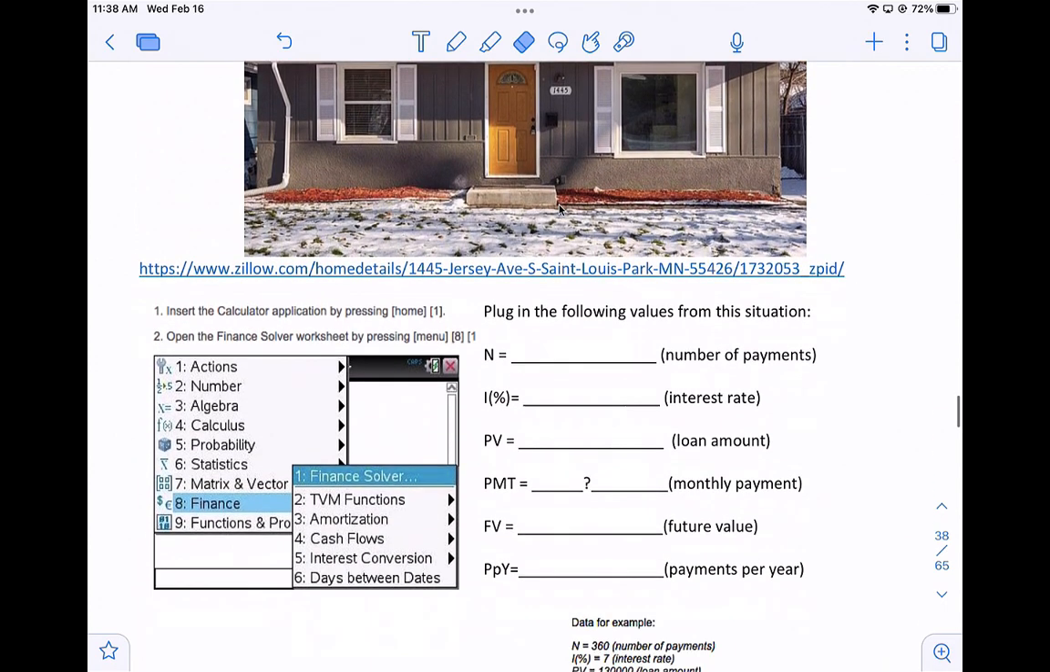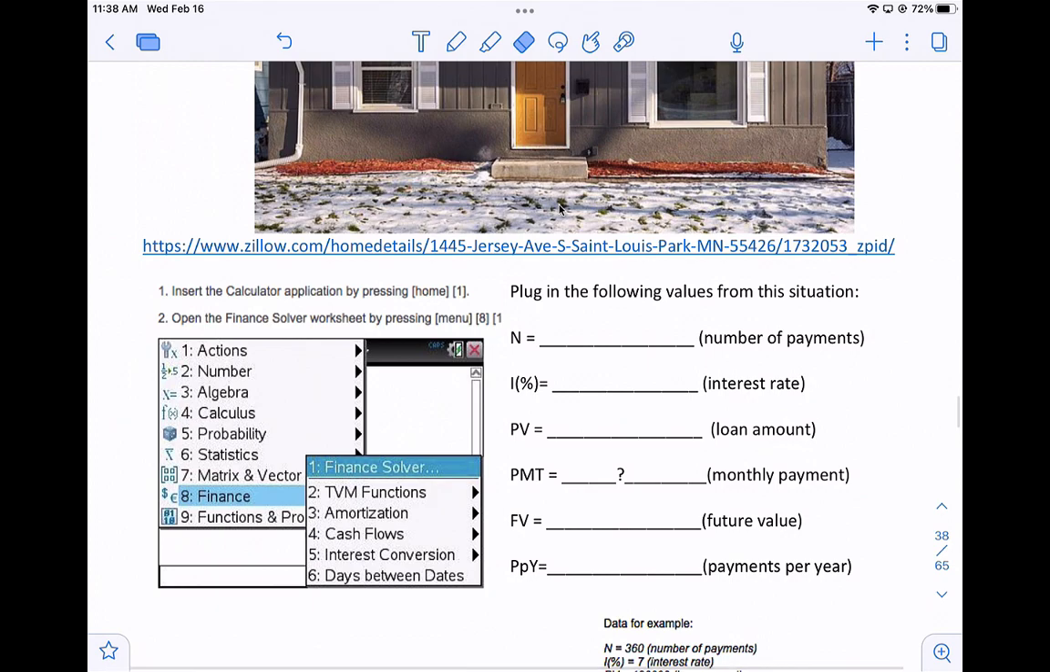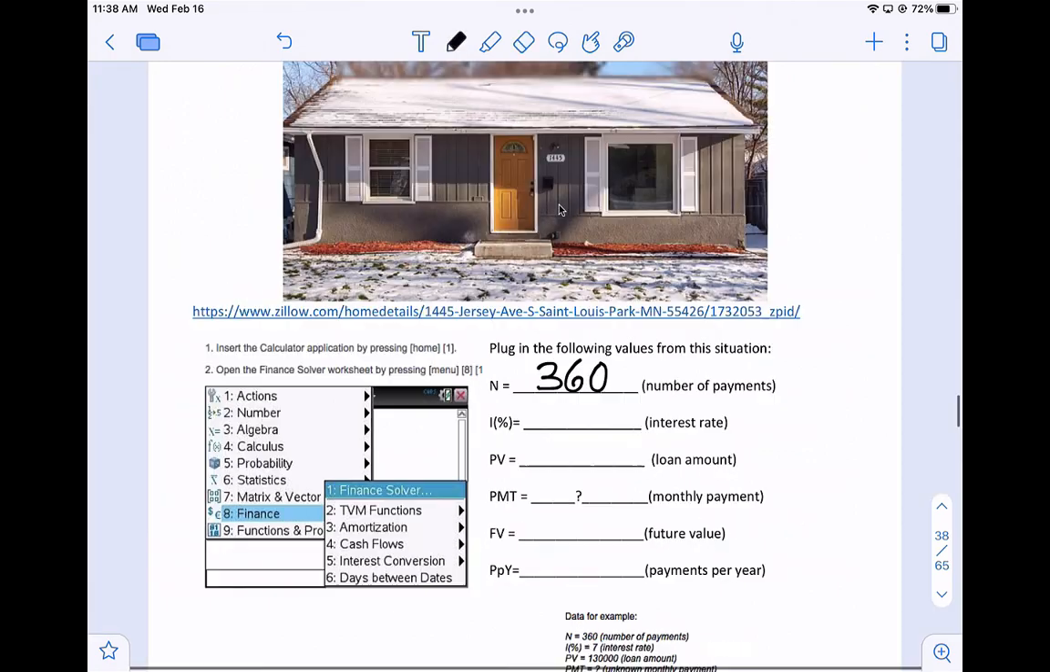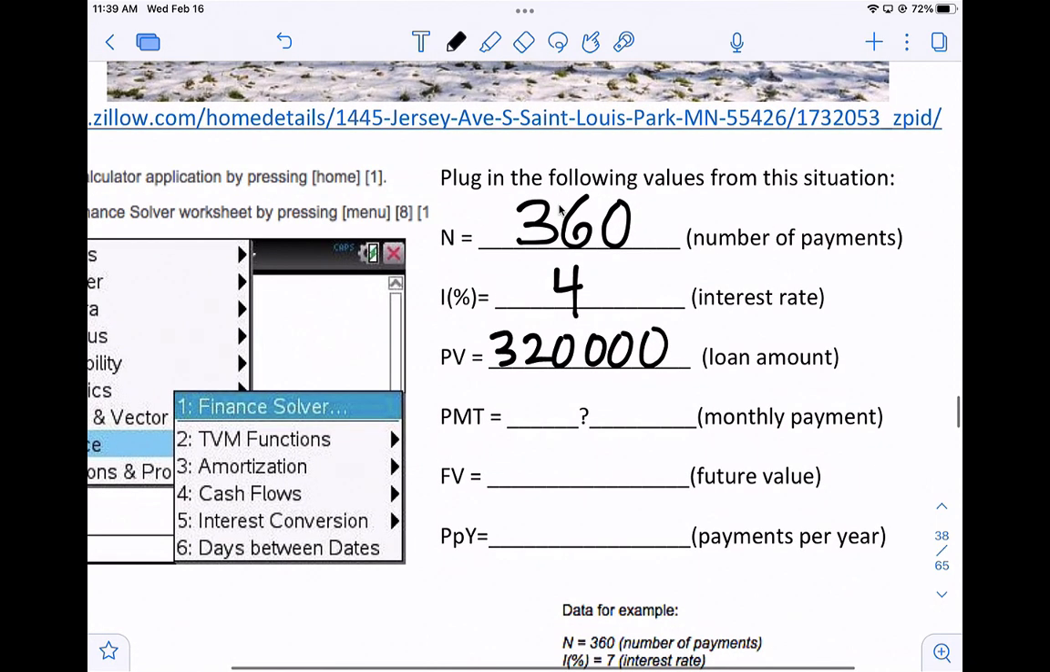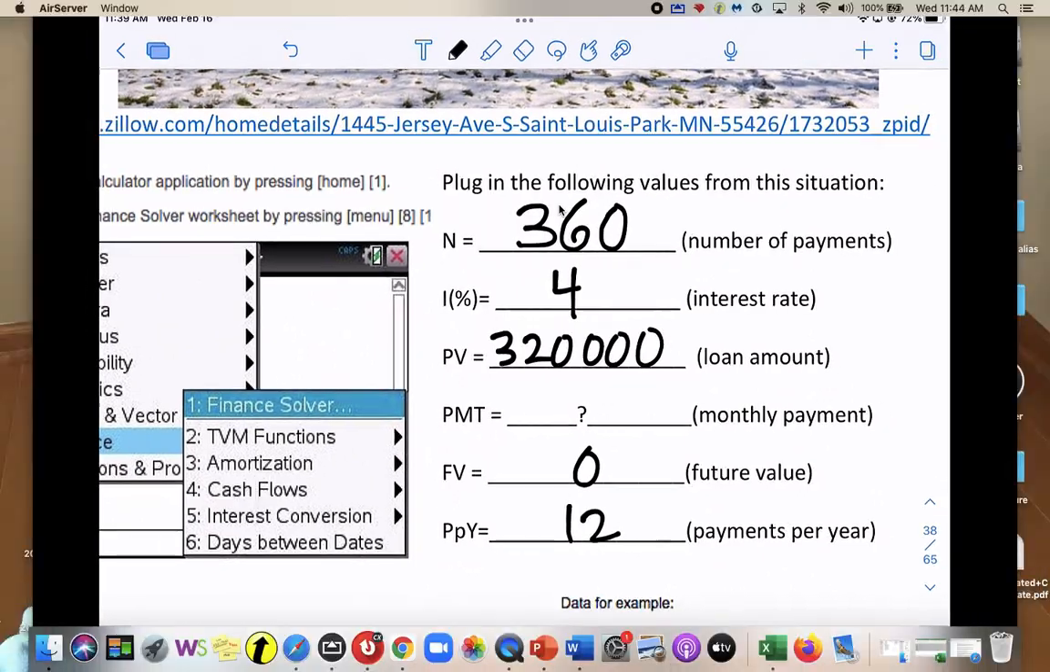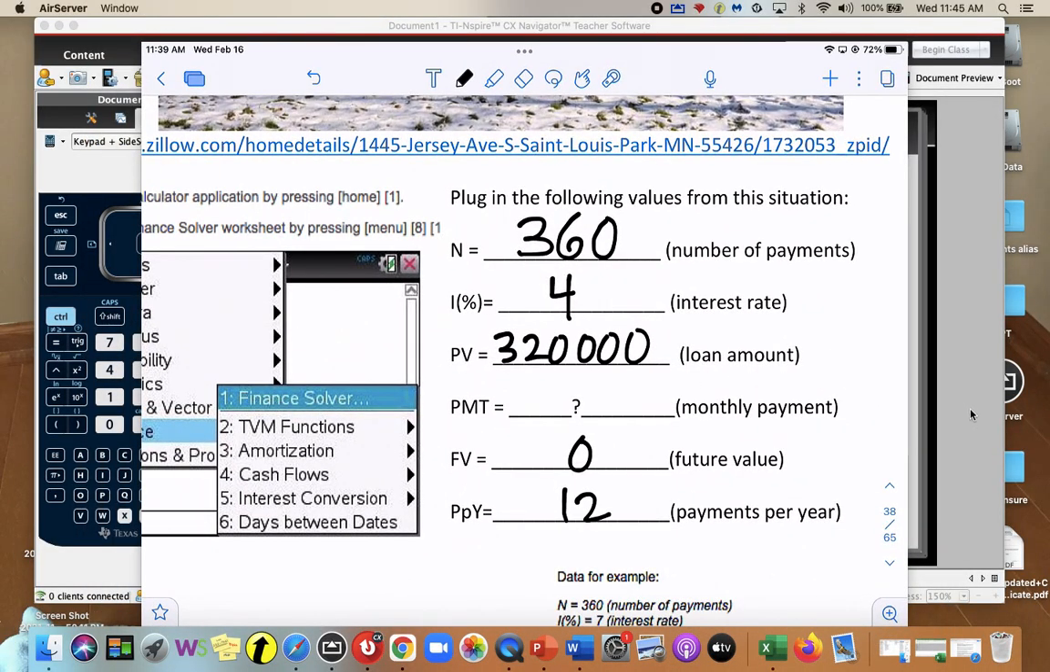So again, using the finance solver, and as the number of payments, this time, when you take out a mortgage, it's a 30-year loan, so you have 30 years to pay it off. And so 30 times 12, because there's 12 months in a year and you pay monthly, will give us 360 payments that we have to make over the lifetime of the loan. The interest rate of this particular loan is about 4%. The loan amount is that $320,000. We don't know the payment. Future value is 0, and 12 payments per year. Let's figure out what's the monthly cost of this house.